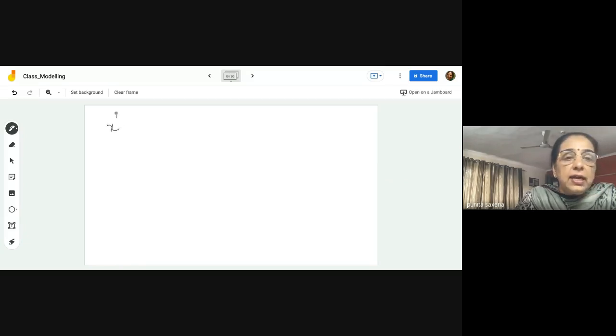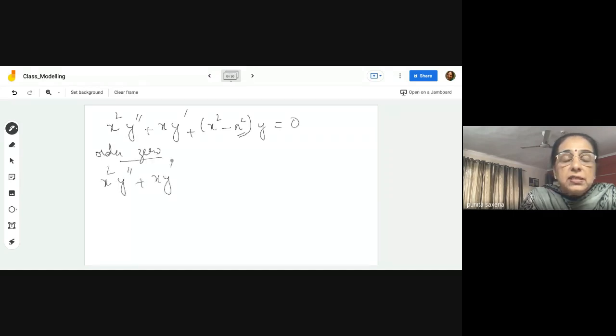We had seen that the Bessel's differential equation is an equation of this form: x square y double dash plus xy dash plus (x square minus n square) y equal to 0. This differential equation is called the Bessel's differential equation of order n. The easiest one is, let us consider the Bessel's differential equation of order 0. It's going to be of the form x square y double dash plus xy dash plus x square y equal to 0. This is the Bessel's differential equation of order 0 because your n is 0 here.